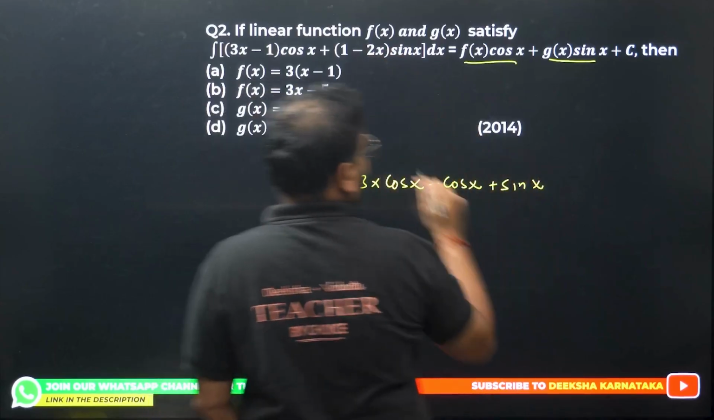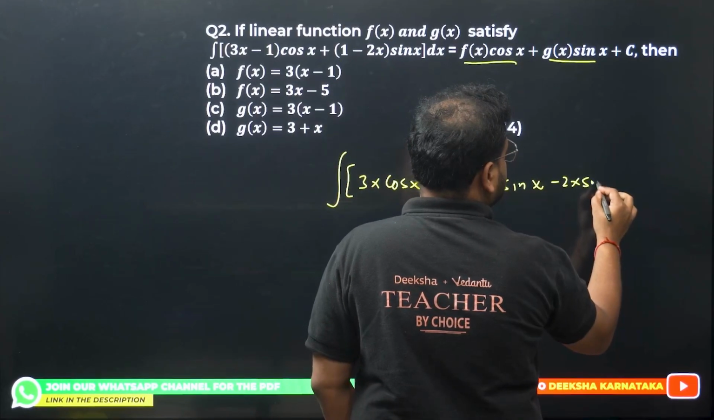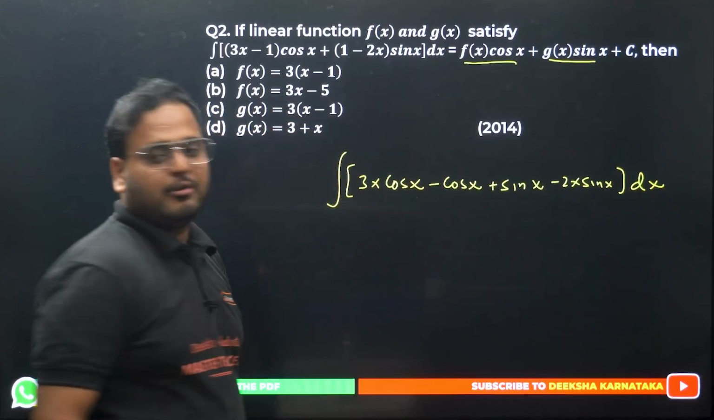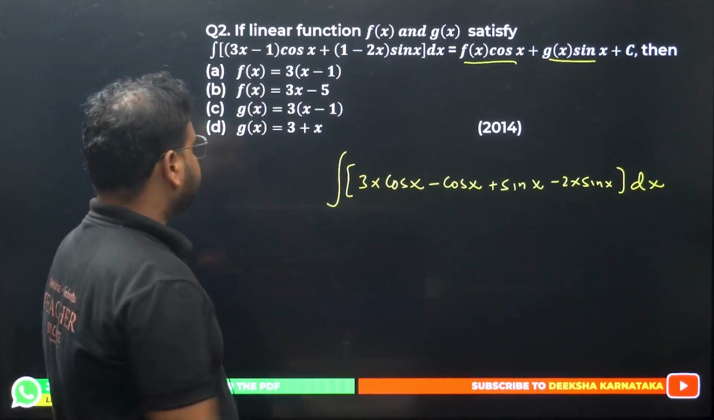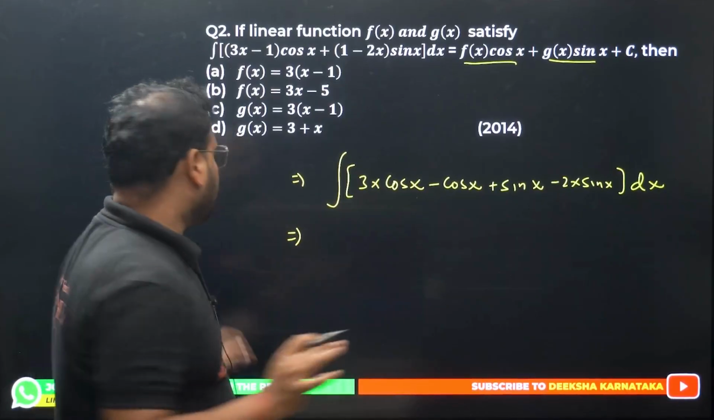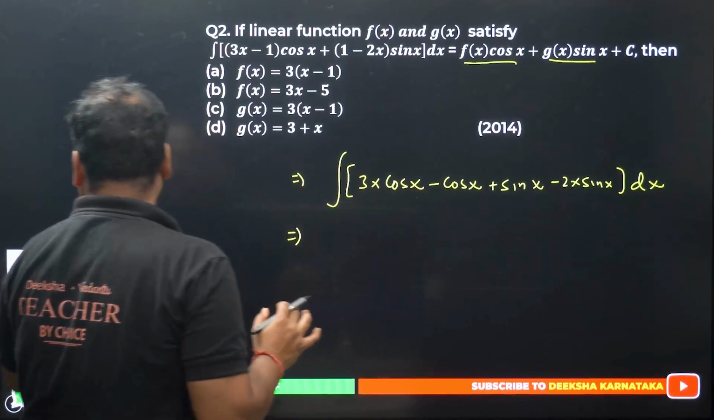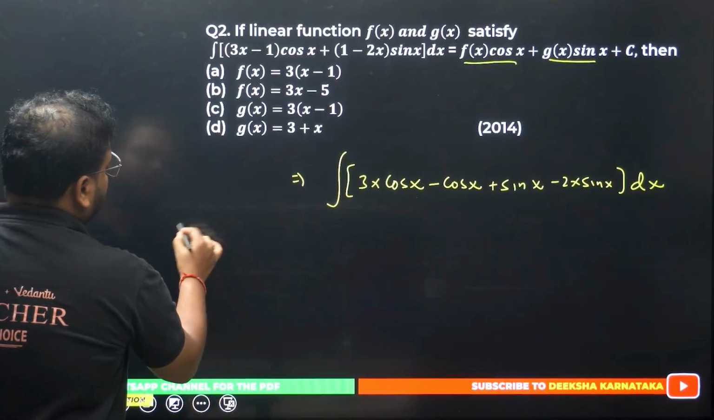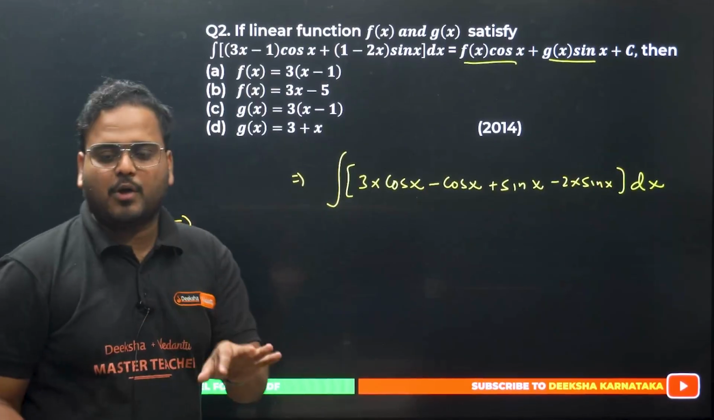Next we have minus 2x sin x, and that all is with dx, right? We have to integrate with the variable x. Superb. First step. Next, over here you have to be very careful because you have a lot of steps coming in, and we try to solve this question in 2 to 3 steps, maximum 3 steps.